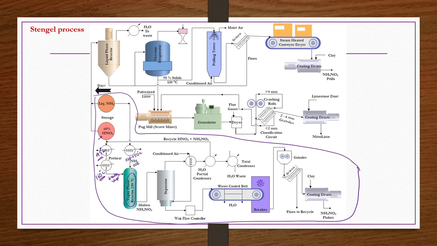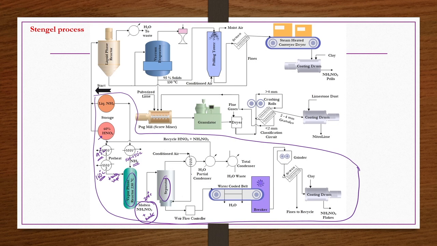Reaction takes place at around 230 degree centigrade. Then you will get molten ammonium nitrate plus water, and this product is usually at 200 degree centigrade. Then this mixture of molten ammonium nitrate and water is taken to a cyclone separator. To this cyclone separator, conditioned air is provided to remove the steam from the molten ammonium nitrate so that you can get almost dry ammonium nitrate.